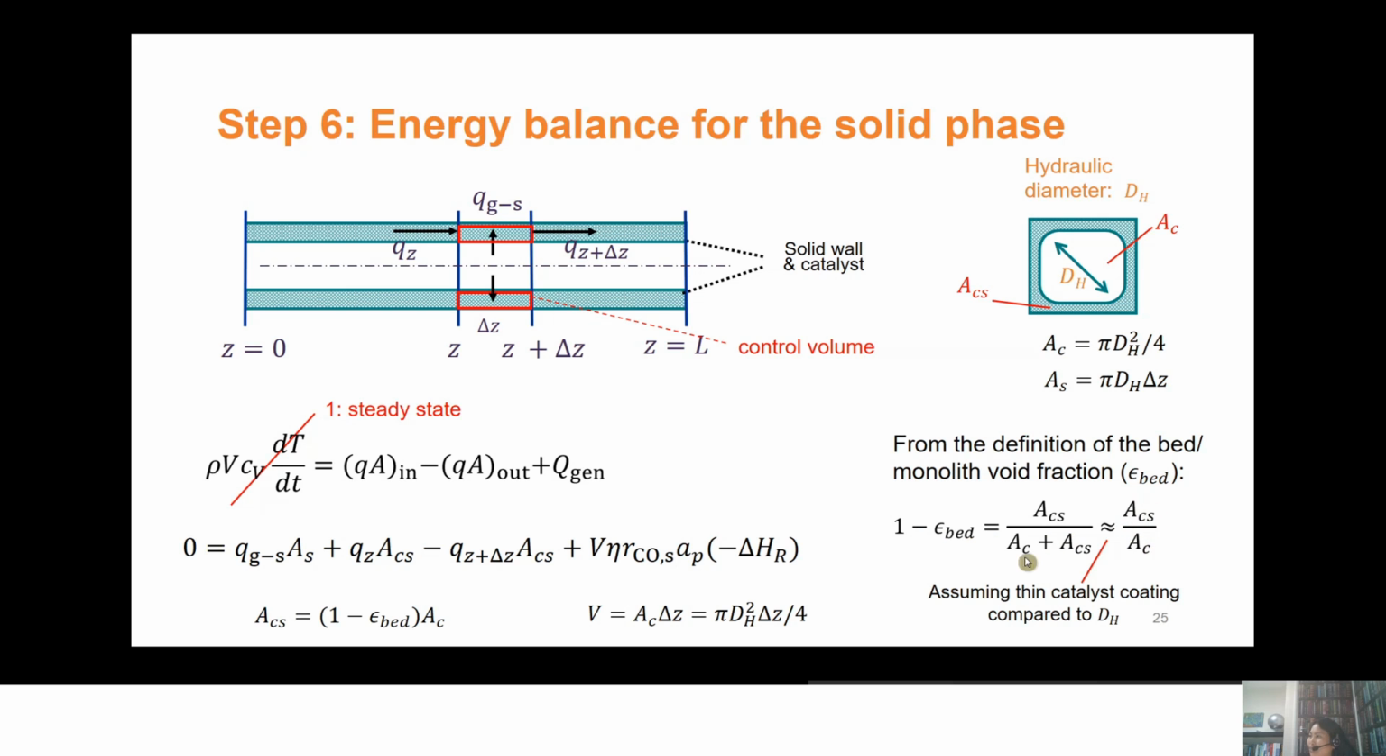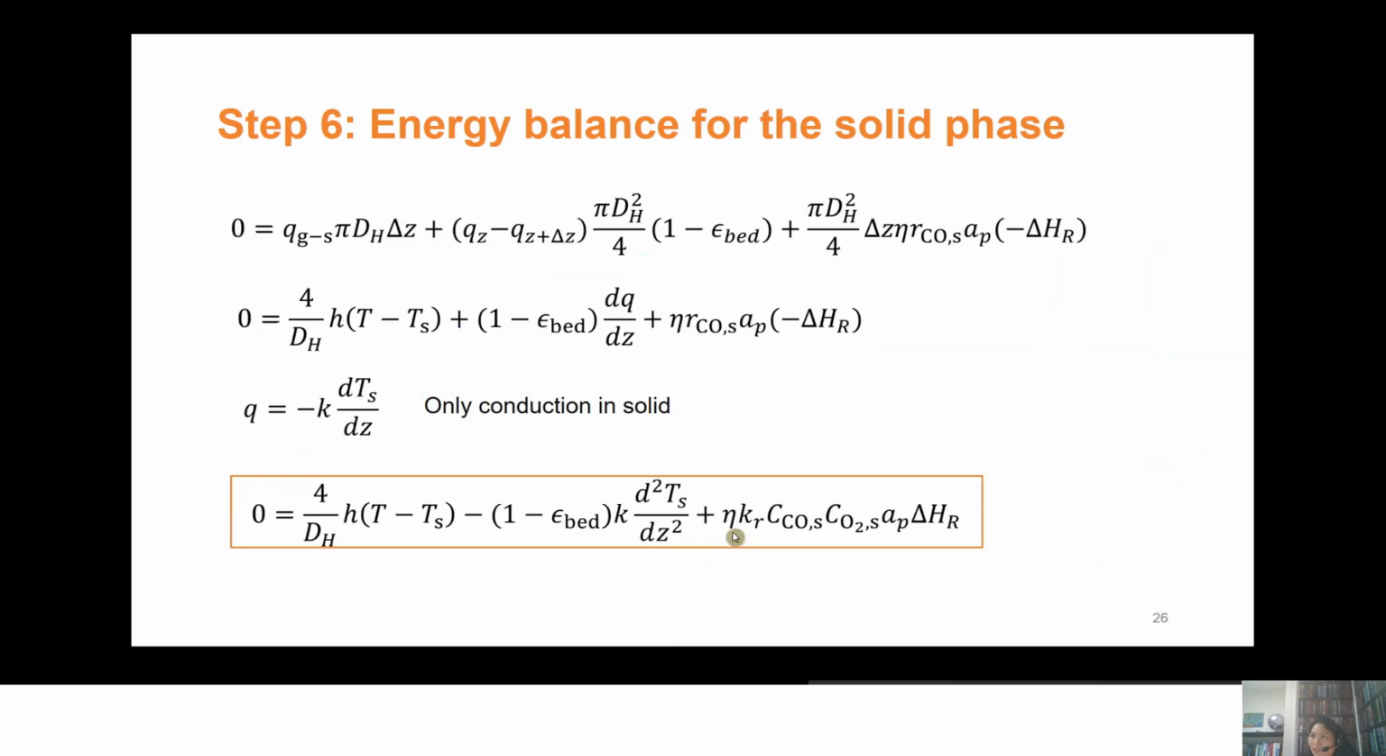So we can use this to get an expression for ACS. So here, ACS is just equal to 1 minus the bed voidage times AC. We wrote AC before. Yeah, AC is this. That's just the cross-sectional area of the gas phase channel. And then we wrote volume as well before. So we need volume here. So volume is the same as before, AC times the thickness of our control volume. Okay, we're almost there.